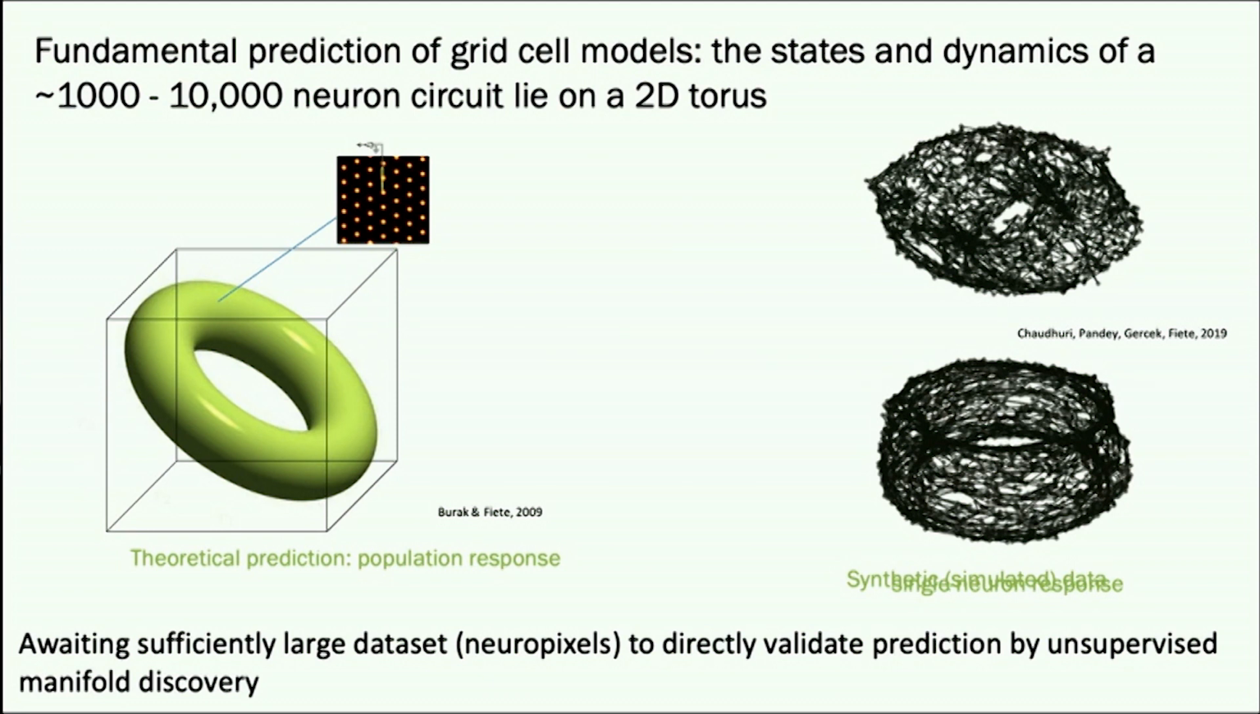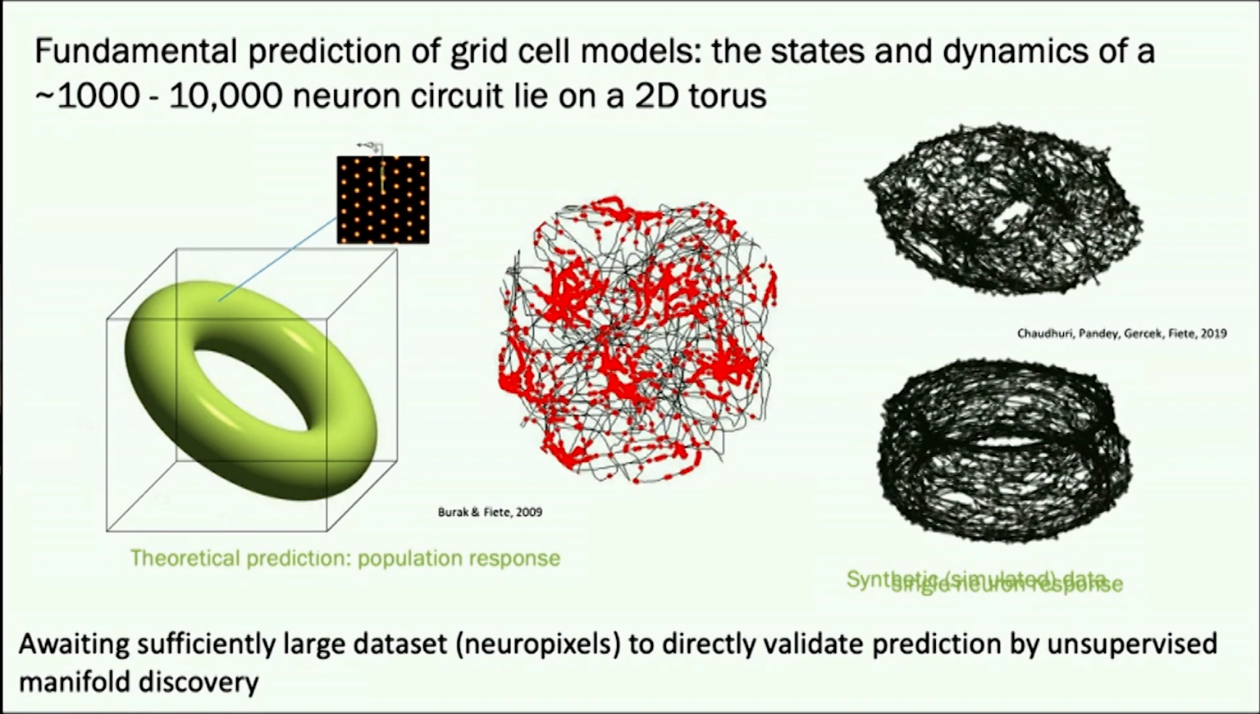In fact, similar models for grid cells, as for head direction cells, predict that a circuit of grid cells that have a common period of the spatial periodic response should lie in state space on a torus. So the prediction is that the whole circuit of grid cells, again thousands of neurons that have a common period, should just be a torus in the state space. This is an analysis based on synthetic data from the model, and in the synthetic data, you should see tori emerge rather than these 1D rings. In fact, we're awaiting a sufficiently large data set with collaborators who are using these new neuropixels probes to directly validate this prediction by unsupervised manifold discovery in the same way as we did before.